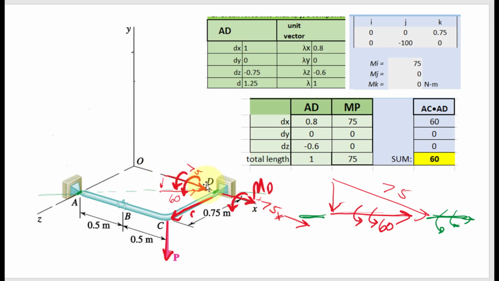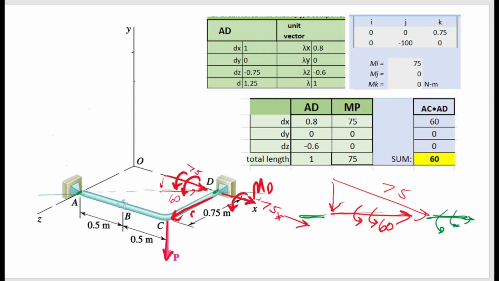And once again, I'm going to take that moment, that 75, and see how much of it is perpendicular versus how much of that 75 is in the same direction as AD. I can go through the same thing, right? So if I take the unit vector for AD, and I crank through x times x, y times y, z times z, I end up with the same magnitude.